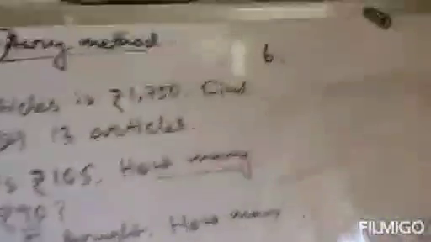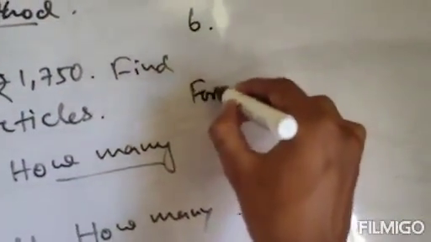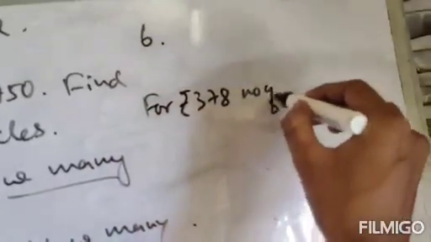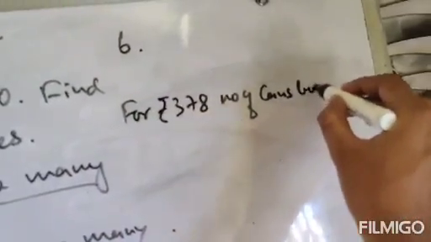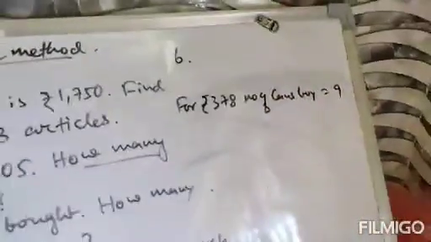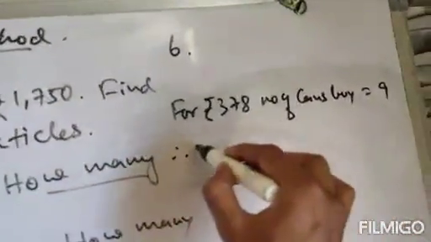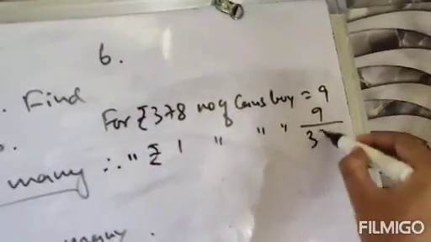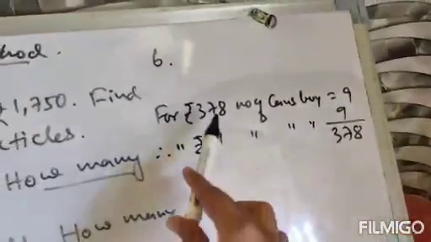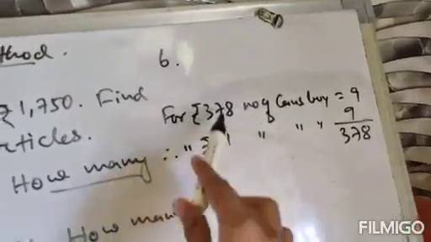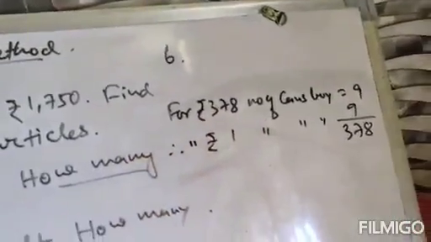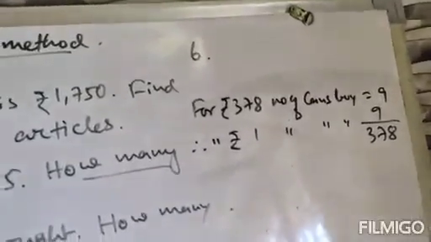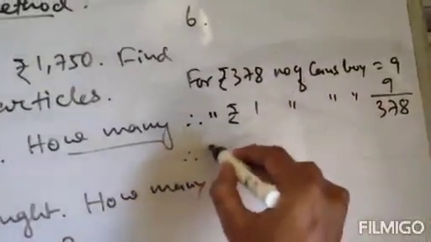Clear? So just write, for rupees 378, number of cans bought equals 9. That means for rupees 1 you can buy 9 by 378 cans, because the amount of money decreases from rupees 378 to rupees 1. Therefore the number of cans should also decrease. Decrease means divide, so it is divided. Now you have rupees 504.